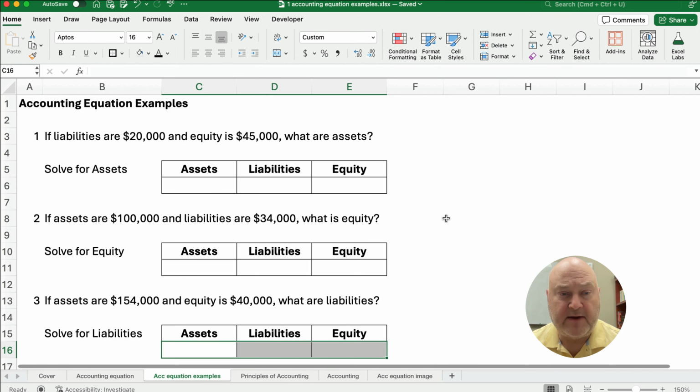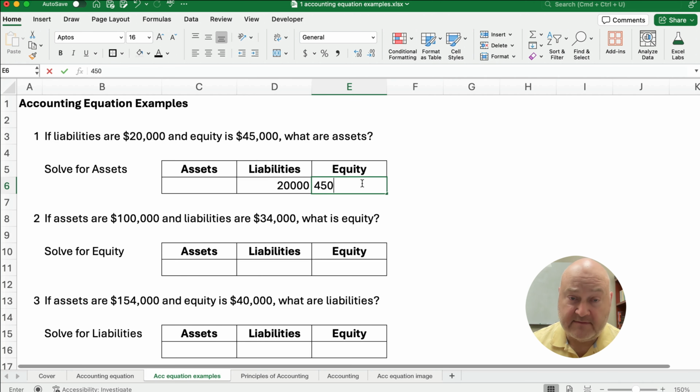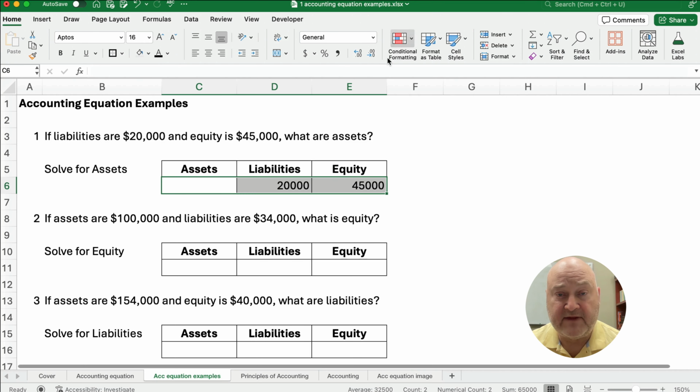Let's say we have a problem where it says three different things, and we're going to solve for assets, for equity, and for liabilities. So let's say if liabilities are $20,000. I've just set up a little accounting equation here where assets, liabilities, and equity. We know assets have to equal the total of liabilities and equity. So if liabilities are $20,000, and equity is $45,000. Now, what would assets be?